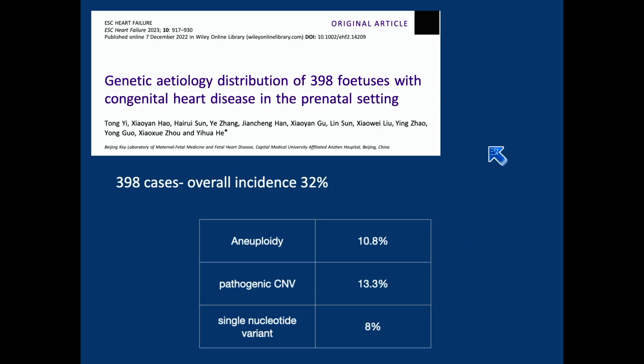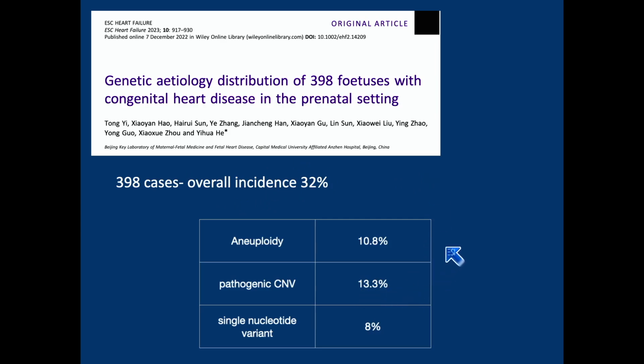And I slapped this slide in just a couple minutes ago only because this is a paper that really started to look at the difference between aneuploidy, pathogenic variant, and single nucleotide variant, which again is something you're only going to pick up on exome or genome sequencing. In this population in China of about 400 patients with congenital heart disease, 10% of those were due to aneuploidy. The overall incidence of a genetic finding was about a third.